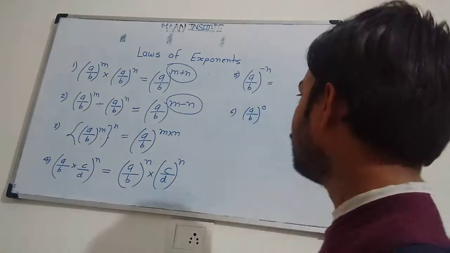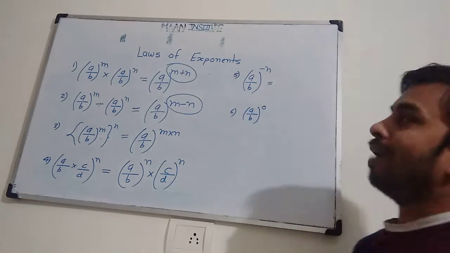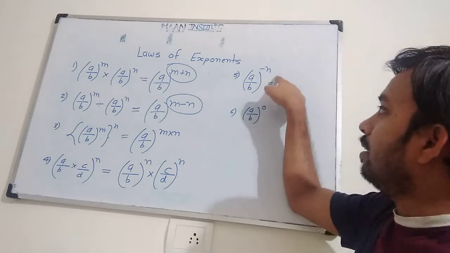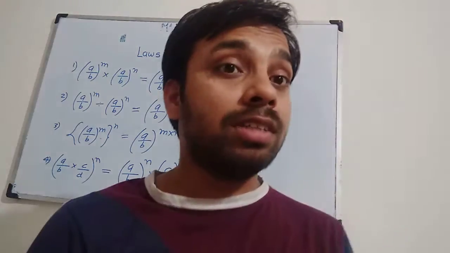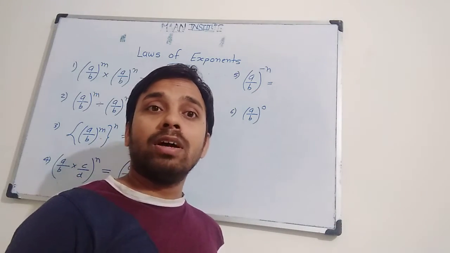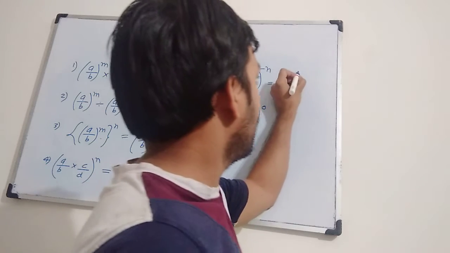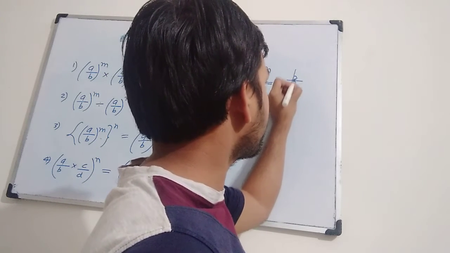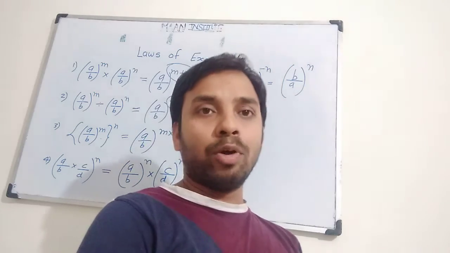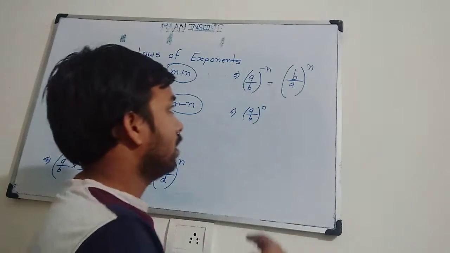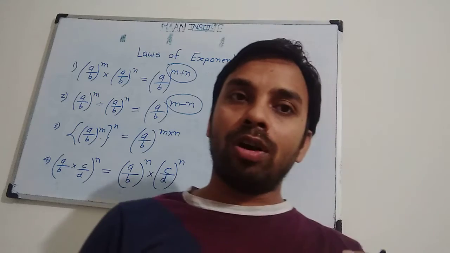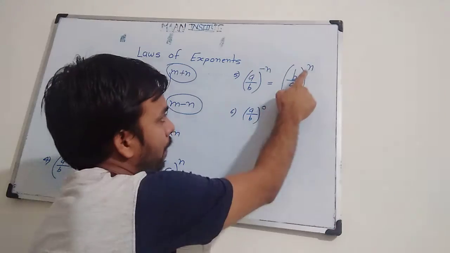Now look at the next one. (a/b) to the power minus n. Here you can see the exponent is negative, right? This is minus n. So what we will do right now is just reciprocate the base to make the power positive, right? So look here. This becomes (b/a) and the power becomes positive. Reciprocating means what? Just change: the numerator becomes the denominator and the denominator becomes the numerator. This is called reciprocal, right? So this becomes (b/a) to the power n.